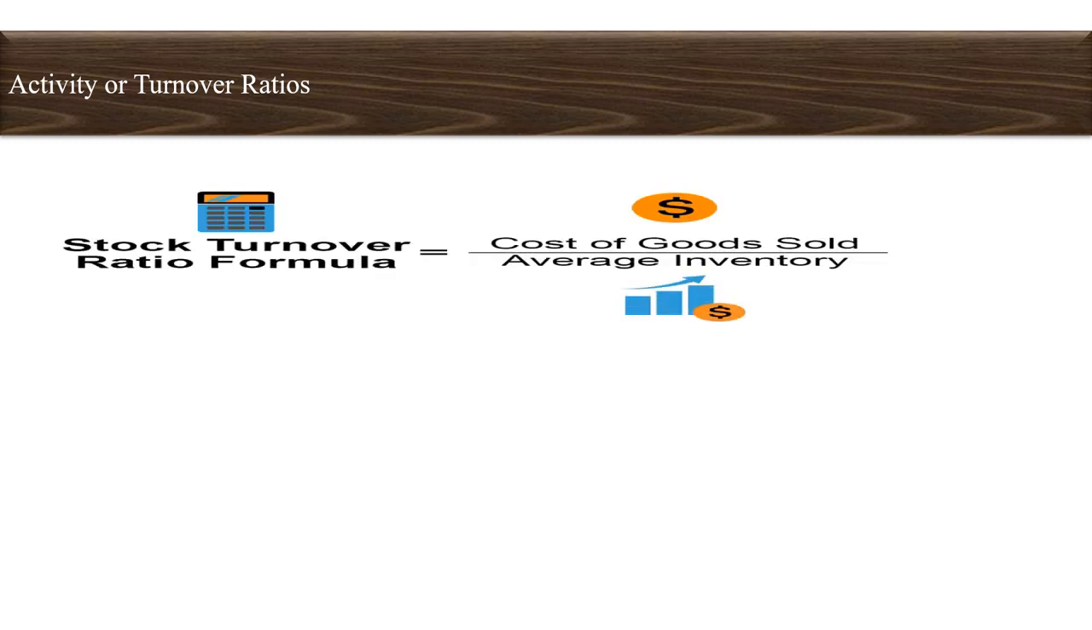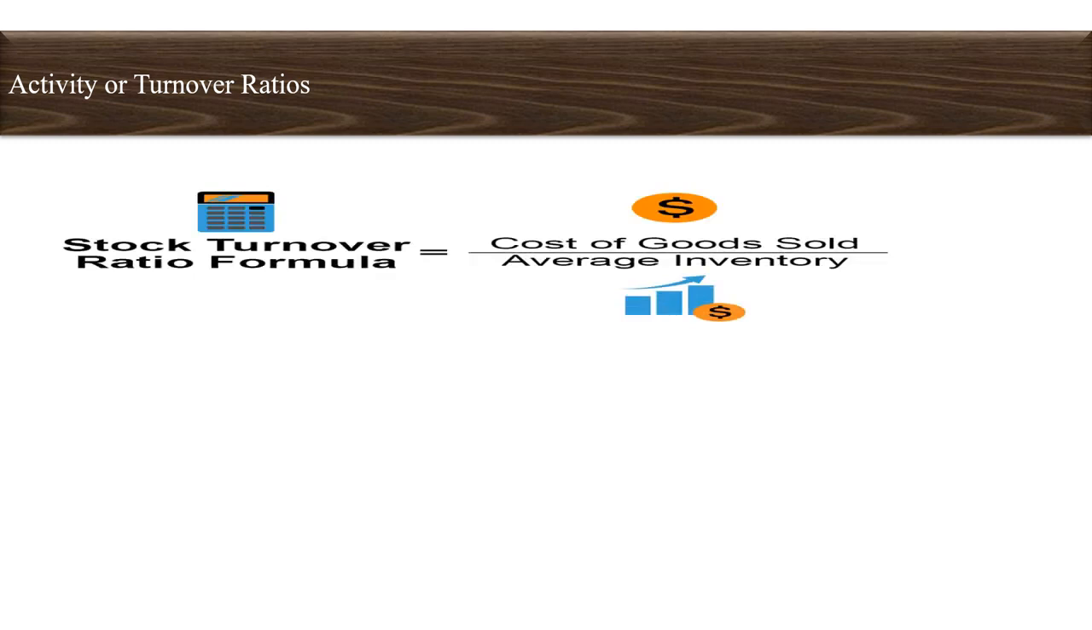The next classification of ratio analysis, activity or turnover ratio. Activity ratio measure the efficiency of asset management. Activity ratio indicate the relationship between sales and various assets of the firm. The important turnover ratios are stock turnover ratio, debtors turnover ratio, creditors turnover ratio, and fixed asset turnover ratio. Let us discuss one by one.